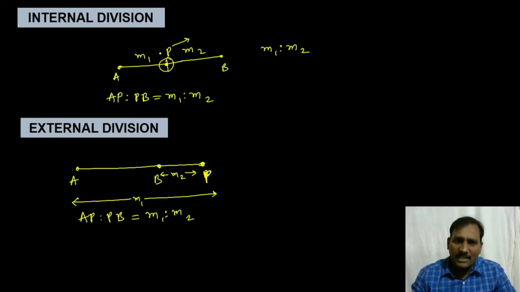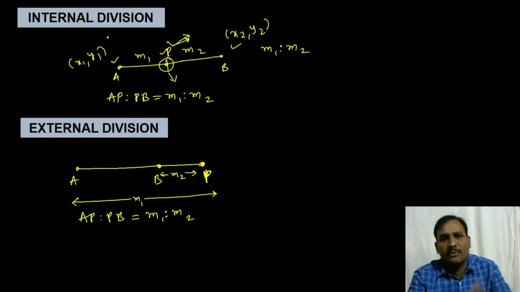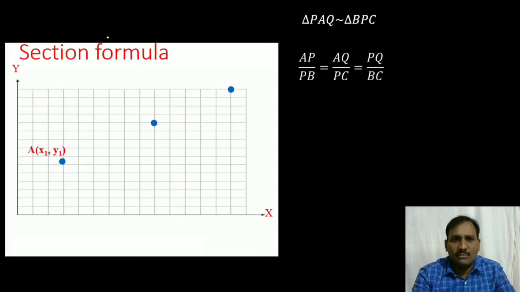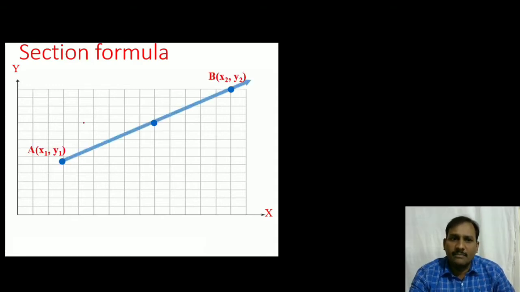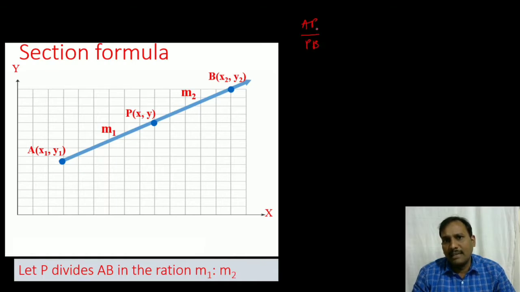Okay. So now when P is dividing A and B, and A, B are some points, A is x1 y1 and B is x2 y2, we can find this P by using section formula. So the coordinates of P we can find using section formula, and what is that section formula we will derive now. Let us take A x1 y1, B x2 y2 and join them. Let P x comma y is dividing AB internally in the ratio M1 is to M2. So now I can say that AP by PB is equal to M1 by M2. This is the ratio. Now our task is to find this P value.